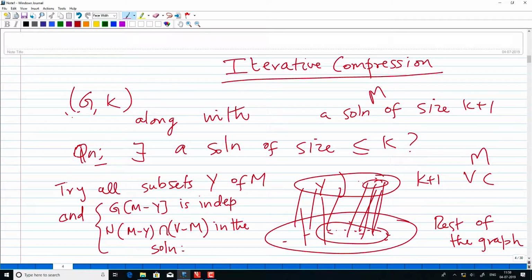So, this is what is called compression. What I am given is a k plus 1 size solution, and the compression step is trying to compress the solution size to something smaller than whatever is given. Now, who gives me this k plus 1 size solution? It takes us to the iterative step. That is also a very nice cute step.